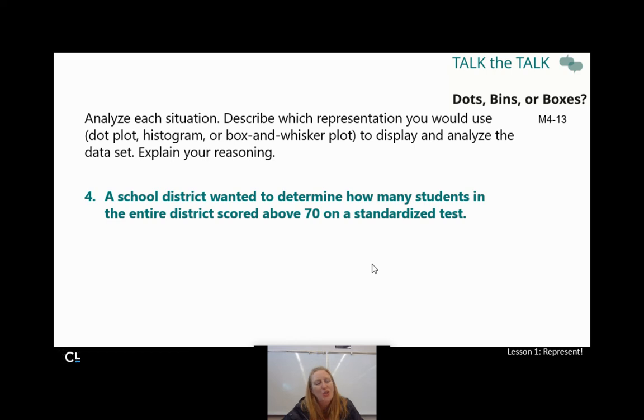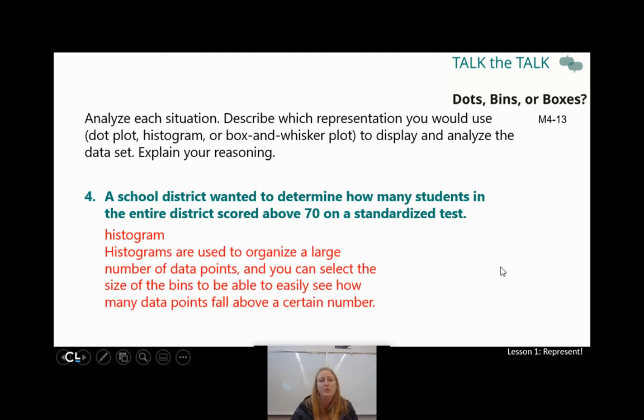Number 4, a school district wanted to determine how many students in the entire district scored above 70 on a standardized test. I feel like a histogram would work best for this one, right? If I did bins of 10, right, 0 to 10, 10 to 20, 20 to 30, on and on, then I would easily be able to look at the bars that were over 70 on our test. And so a histogram would probably be the best way to organize that. It's a good way to organize a large number of data points, and you can select the size of the bins, like I said, go by tens, to easily see how many data points will fall above that number.